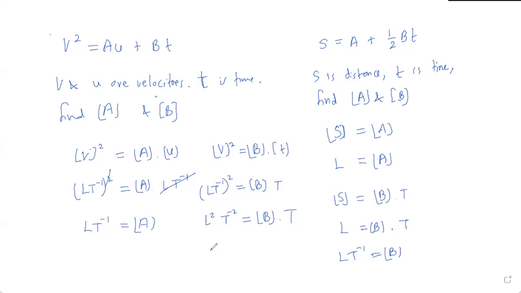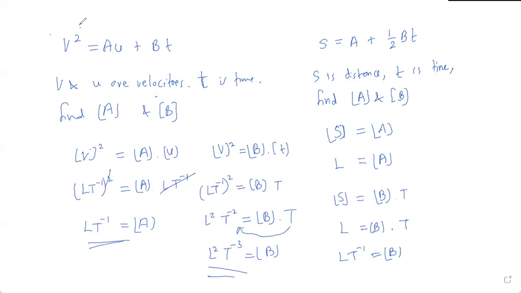T goes to the other side, right? It becomes T to the power minus 1. Minus 2 minus 1 becomes minus 3, equals dimensions of B. L squared T minus 3, right? That's for B. LT minus 1 is for A.